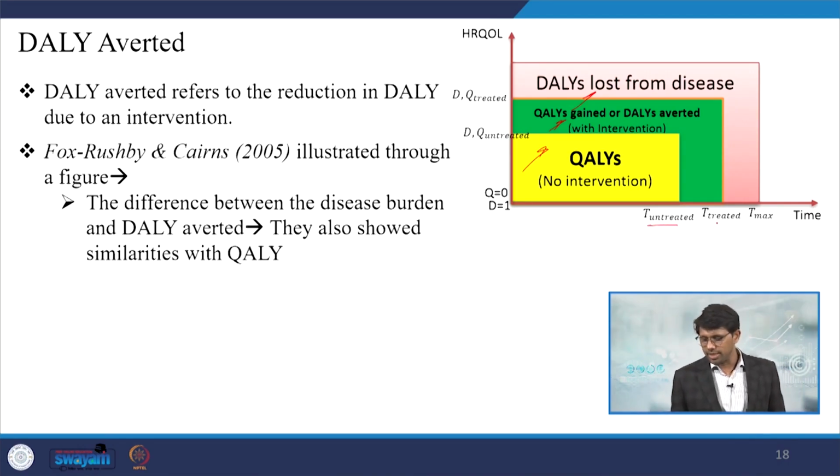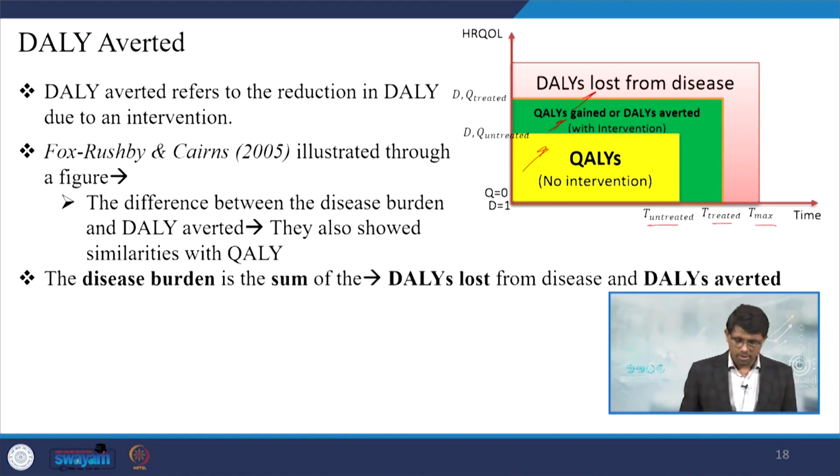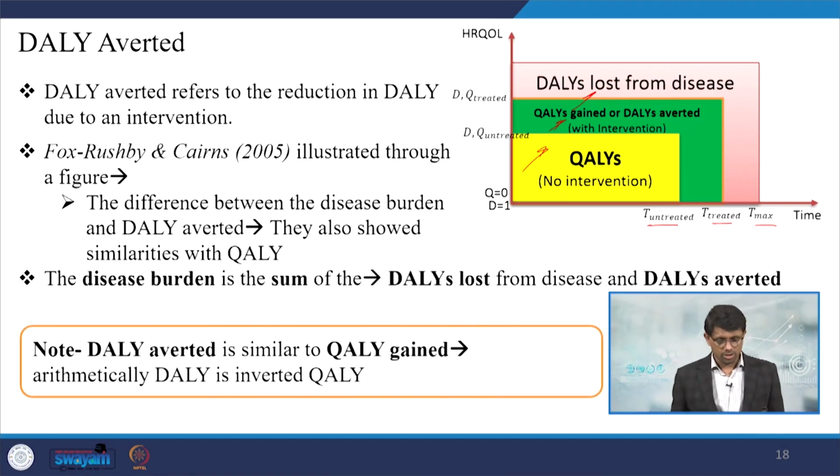First one is untreated, then treated, and the maximum, till the death is presented. We are actually referring to these authors. So we need to just mention very clearly that DALY averted is similar to QALY gained. Arithmetically, DALY is inverted of QALY. This is most important for your questions in the exam. DALY is inverted of QALY.